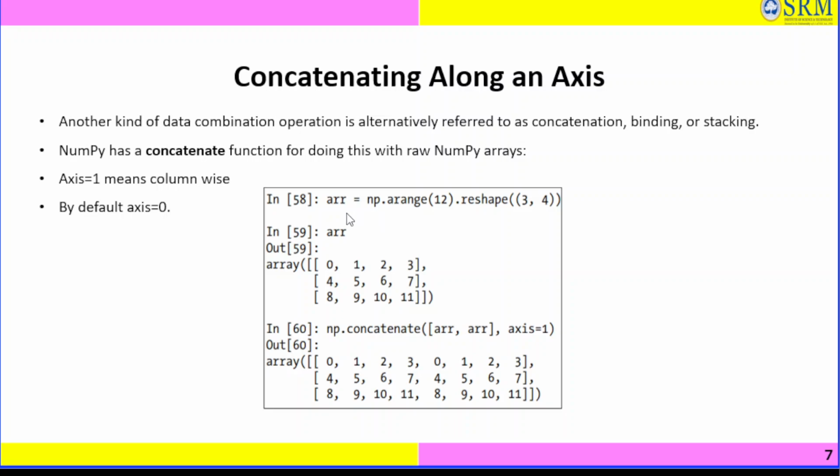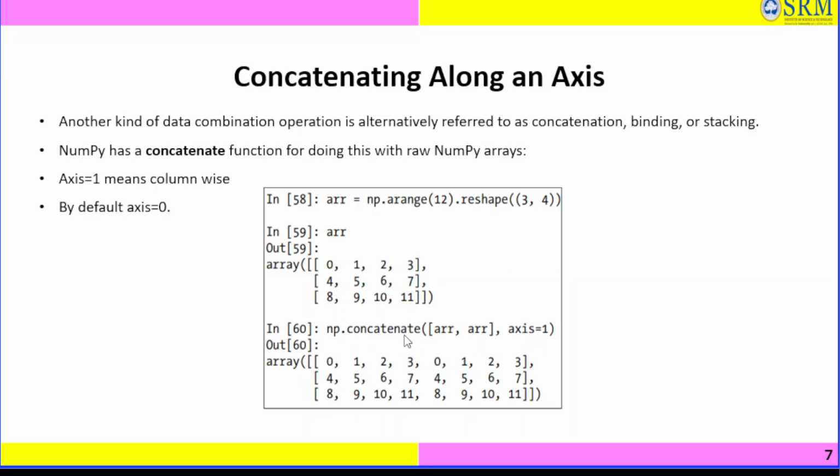For example, we have created an array, np dot arange of 12 dot reshape of 3 comma 4. This arange of 12 function will generate a sequence of numbers from 0 to 11. The reshape function will change the dimensions to 3 rows and 4 columns. So when you print ARR, you may get this output: 3 rows with 4 columns, with values from 0 to 11. These are the values of the array.